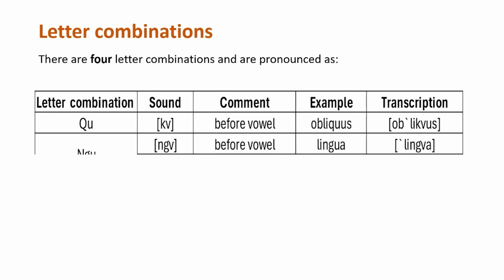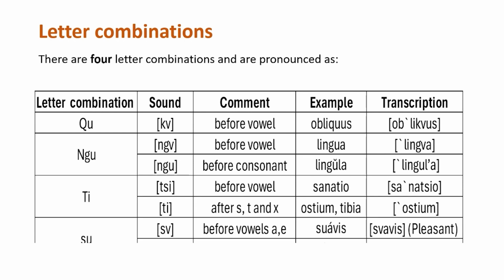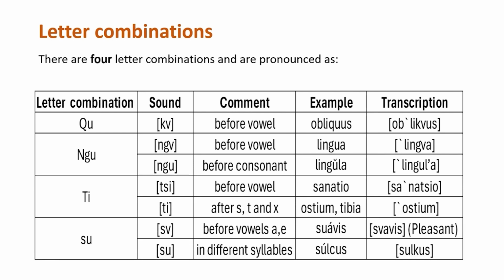Now there is a similar concept of letter combinations. There are four letter combinations, pronounced as ku, ng, th, and su. These are not overtly useful for us, but just make a note that there are four. So I will not go into too much detail on this.